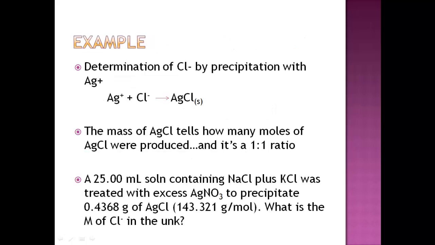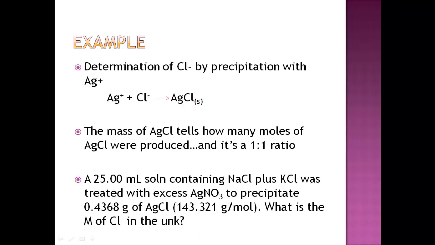A really simple example that shows gravimetric analysis is the determination of the chloride ion by the precipitation of the silver ion. So here I'm just showing you a net ionic equation, which shows you that 1 mole of silver ion plus 1 mole of chloride ion precipitates out a silver chloride solid compound. So you could back calculate what the molarity of the chloride originally was in the original sample.